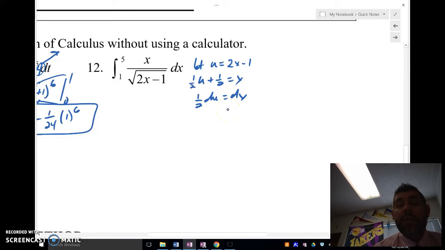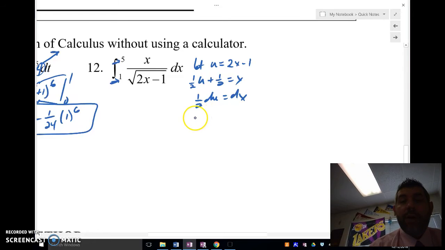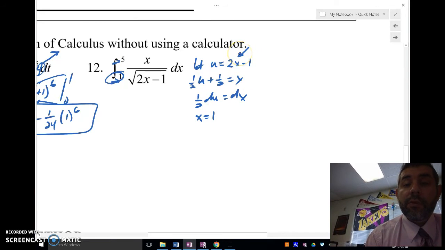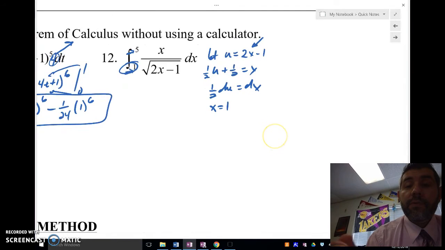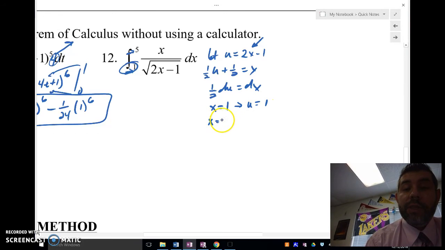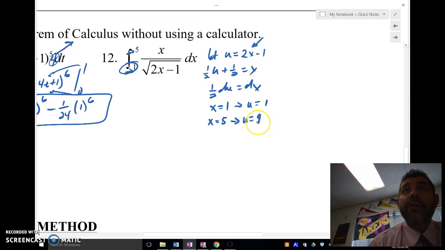And then I'm going to do my substitution. Now, what I like to do here is I also remember that these limits of integration, these guys are actually in terms of x. So I've got to change them to be in terms of u. So right here, this is x equals 1. So when x equals 1, if I plug that in right here, what do I get? That's 2 minus 1, which tells me that u is equal to 1. Okay, well, what about when x is 5? Well, when x is 5, I get 10 minus 1. That tells me u is equal to 9. Okay, so now I've got new limits.